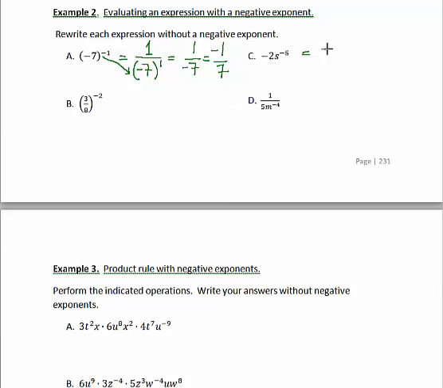And so what we do is we leave the negative 2 alone. We only move the variable that the negative exponent applies to. So we move the s to the denominator, and then we can write the exponent as a positive number.